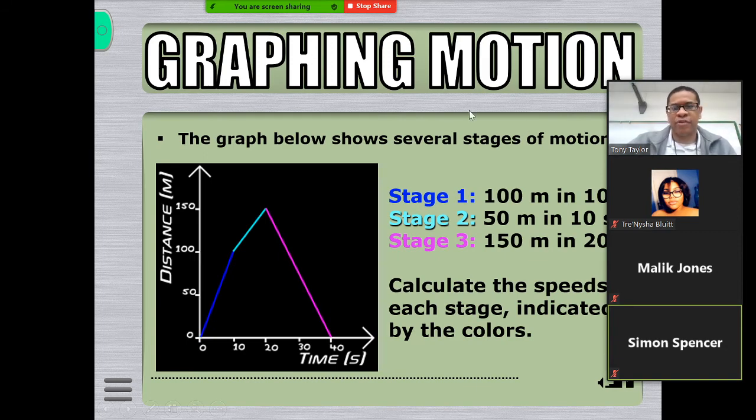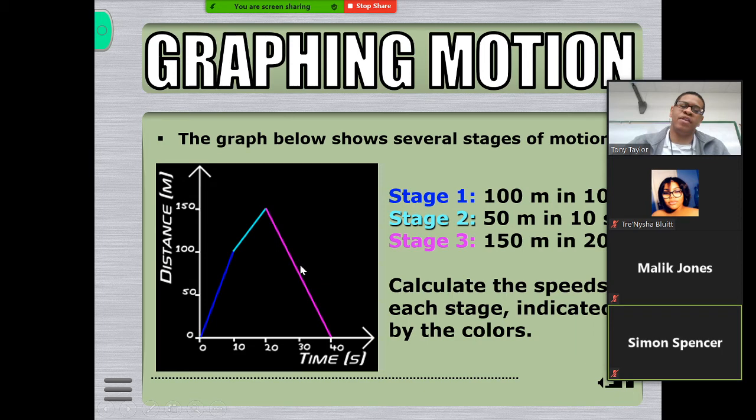Okay, what's going on here? We see an object moving at a constant velocity at a relatively high speed. Then it moves at a constant velocity at a relatively slow speed. And we know that because this slope here in light blue is not as steep as the slope in dark blue. And then from here to here, the object changes direction.